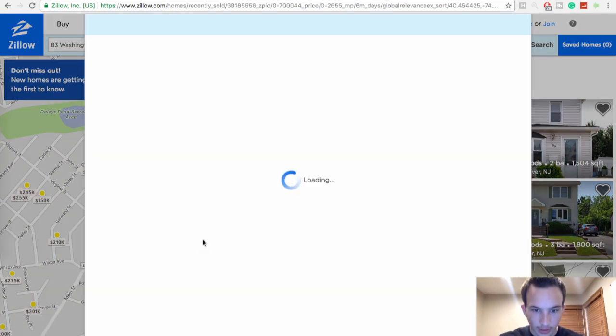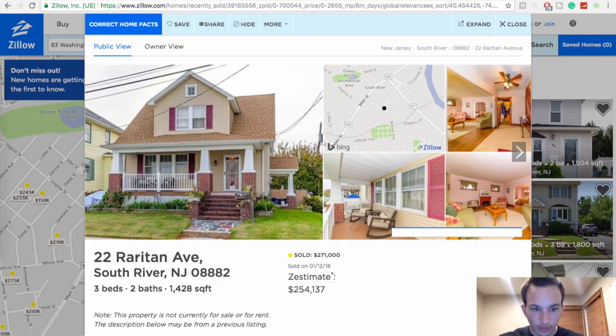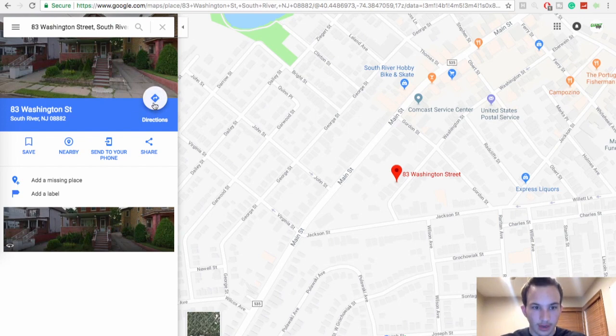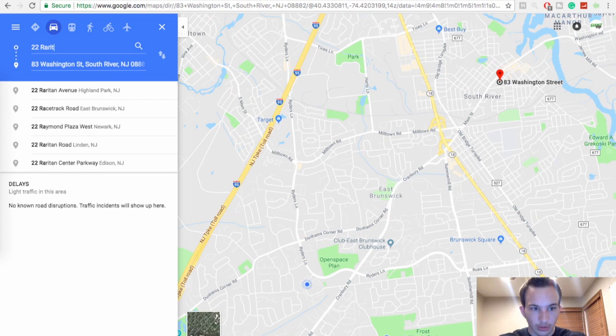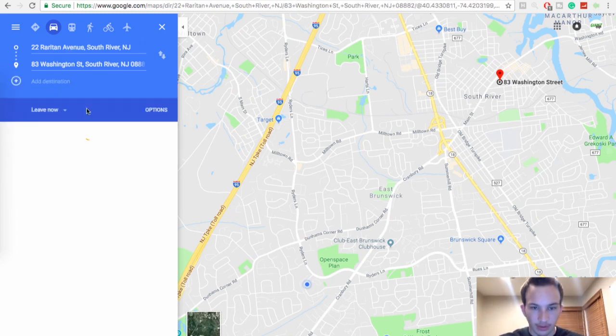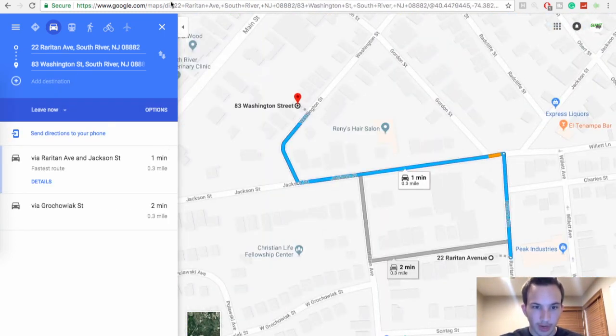And that address is what? That's 22 Raritan Ave, South River. So let's see how close that is. 22 Raritan Ave, South River. That's 0.3 miles. That's good.